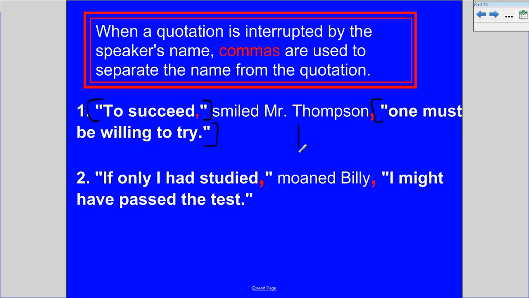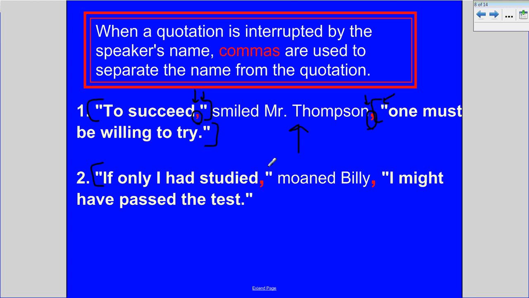Now we're going to notice that our dialogue tag comes right here in the middle of the dialogue. Therefore, to separate it, we must have a comma here after what was first said, and then we also have to have a comma after the dialogue tag. Please notice here the comma comes first, then the end quotation, and in here the comma comes first and then the beginning quotation mark.